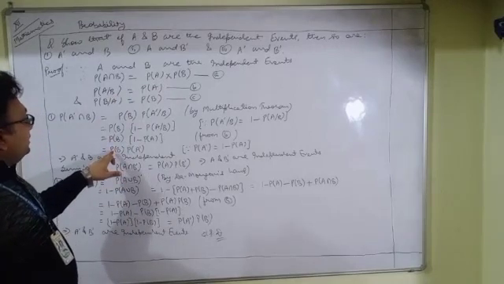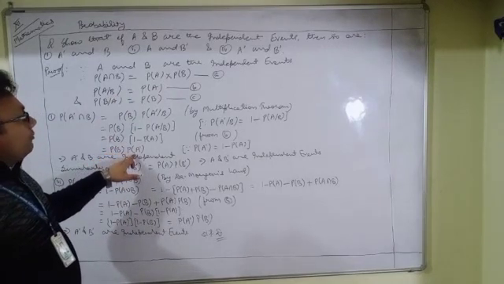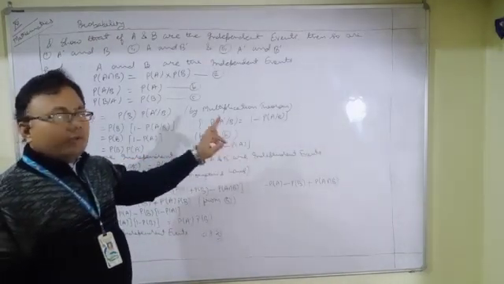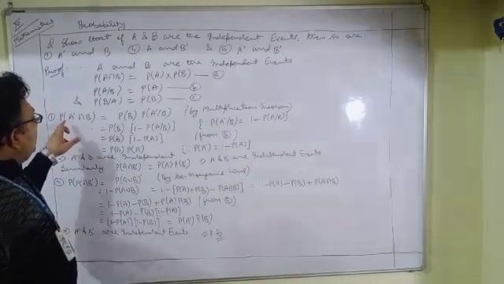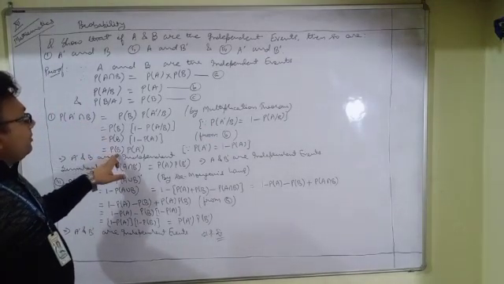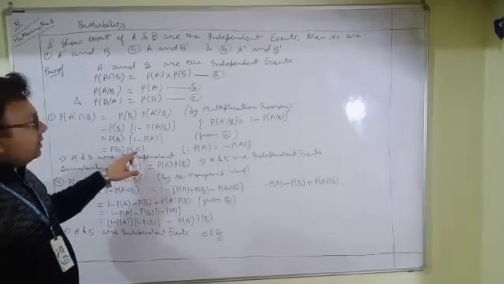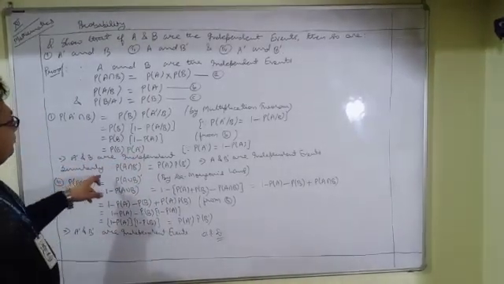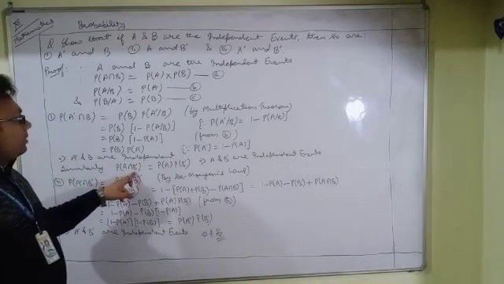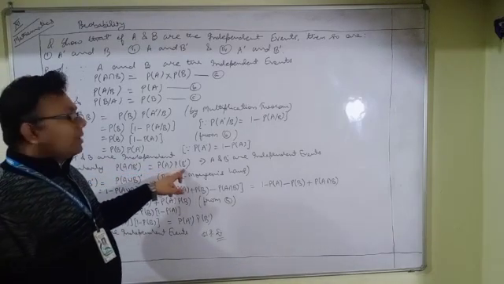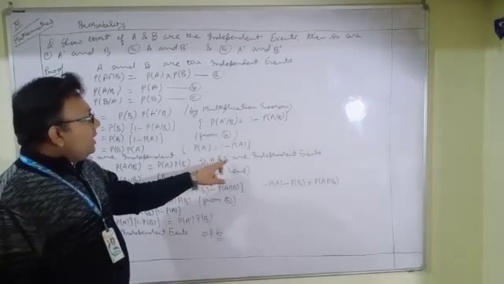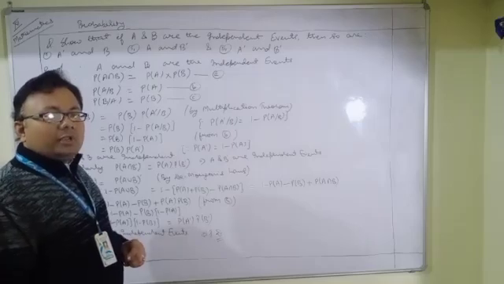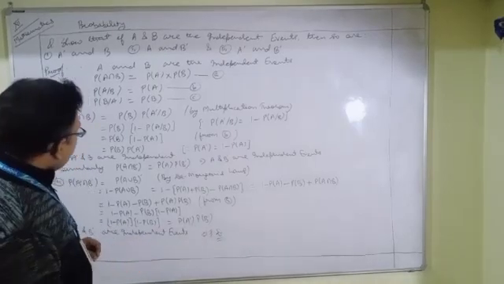So in the next step we can write the probability of B into the probability of A complement, where the probability of A complement is equal to 1 minus the probability of A. Since the probability of A complement intersection B is equal to the probability of B into the probability of A complement, A complement and B are independent events. Similarly, we can prove that the probability of A intersection B complement is equal to the probability of A into the probability of B complement, so A and B complement are also independent events when A and B are independent events.